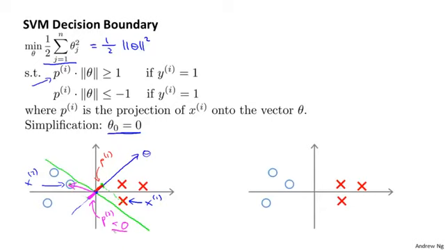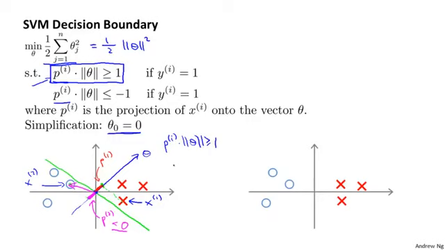So what we're finding is that these terms P1, P2 and so on are going to be pretty small numbers, because we just have a lot more examples of one class. And so if we look at the optimization objective, for positive examples we need P1 times the norm of theta to be bigger than or equal to 1.